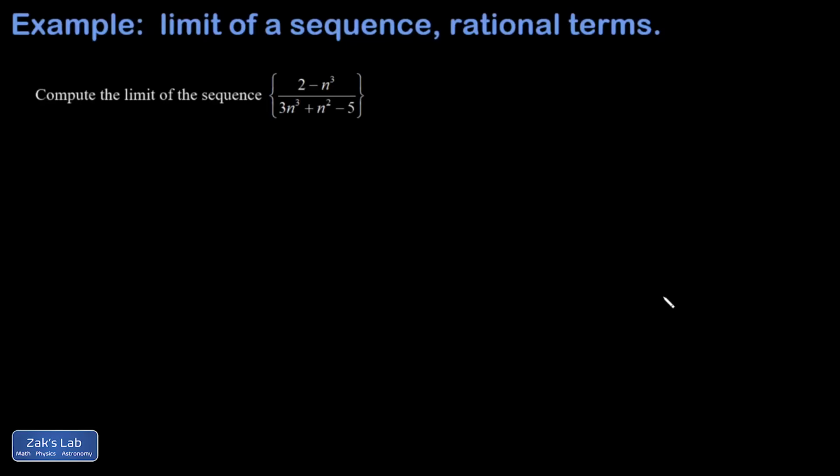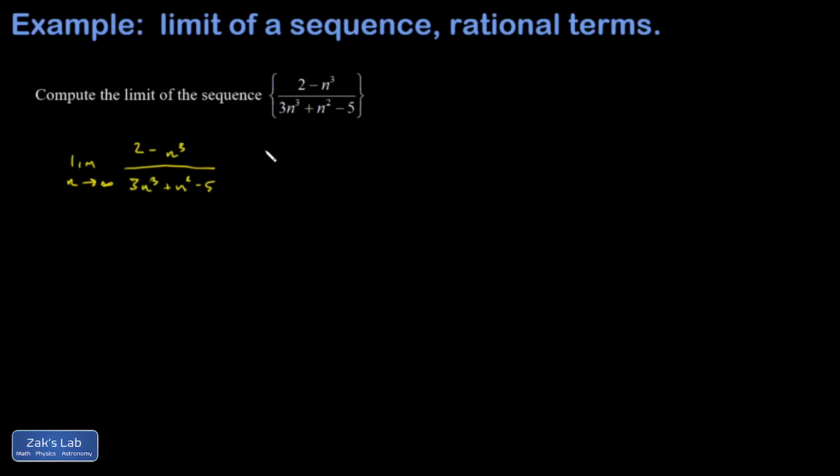In this problem, I want to get the limit of an infinite sequence that's given by this rational function. This goes back to some limits that were very common in Calculus 1. I just want the large n limit of this, so the limit as n goes to infinity of this rational function, 2 minus n cubed over 2n cubed plus n squared minus 5.